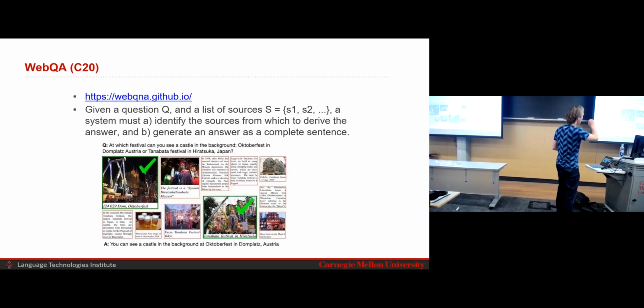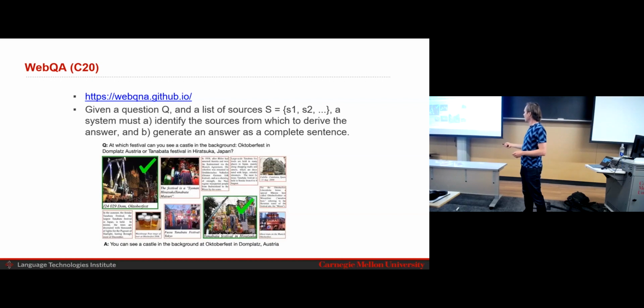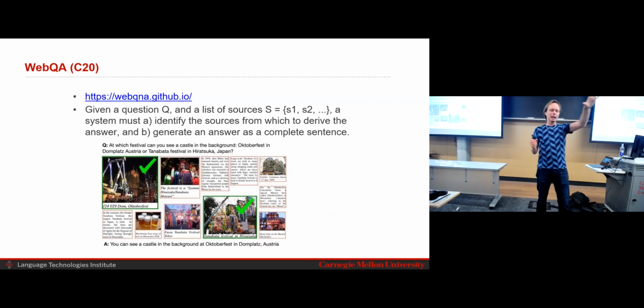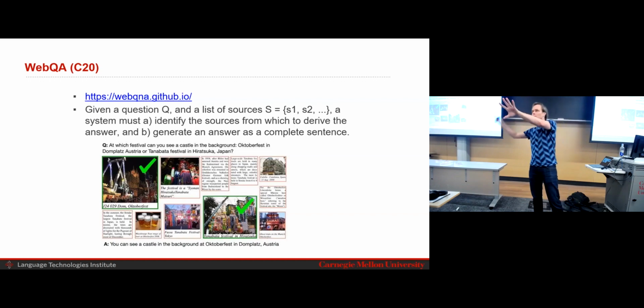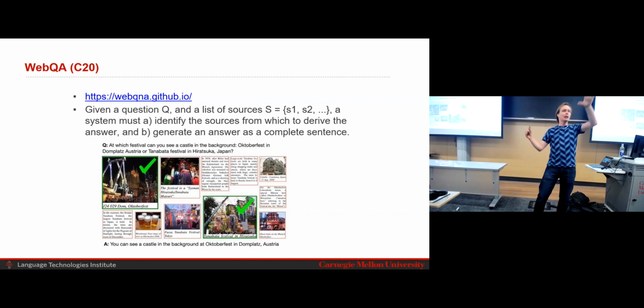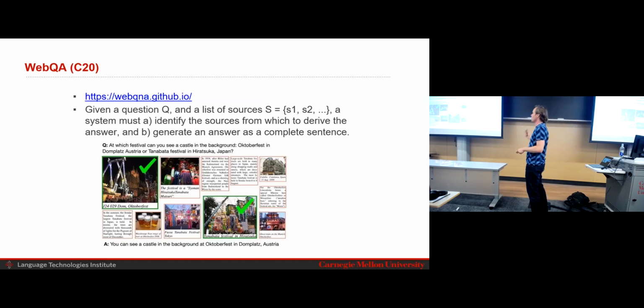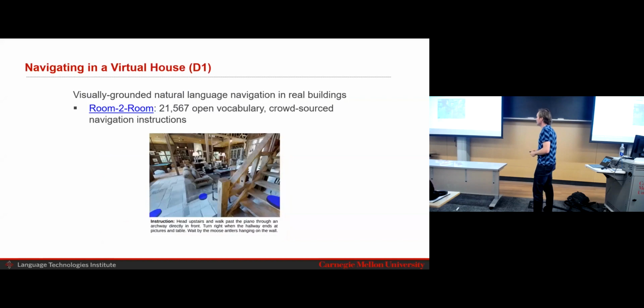There is a web QA, which is also about answering correctly. You can see a castle in the background at Oktoberfest. So the question is: at which festival can you see a castle in the background? The idea here is that you will need information from more than one source to answer that question, and you will need to link them. That's why it's a kind of multi-hop reasoning concept.